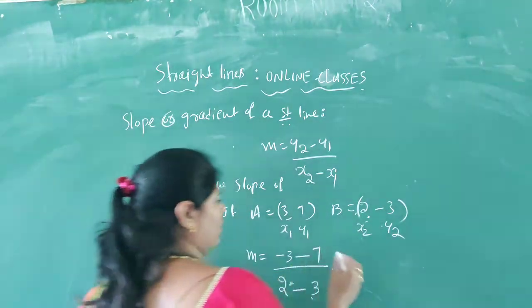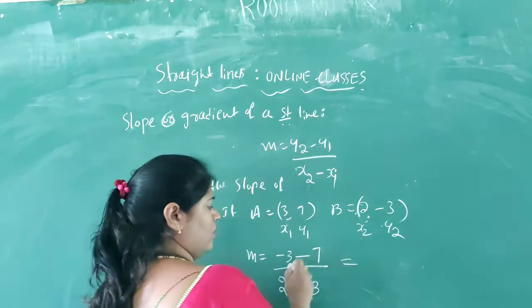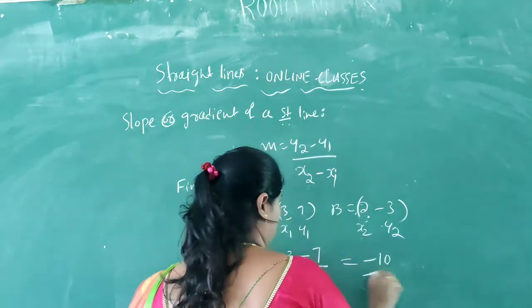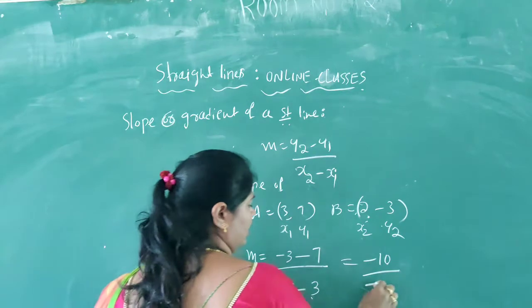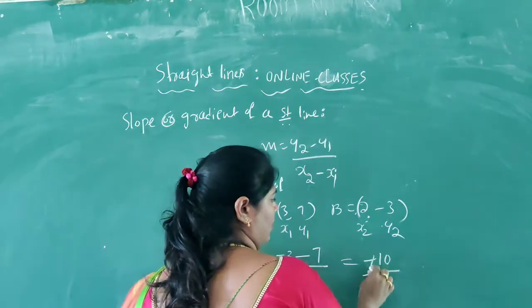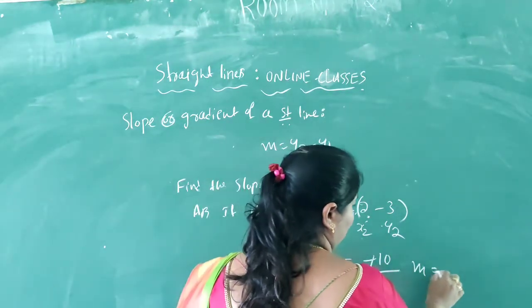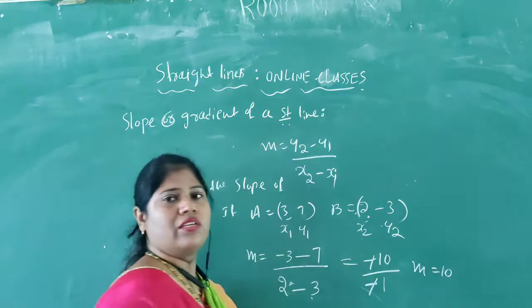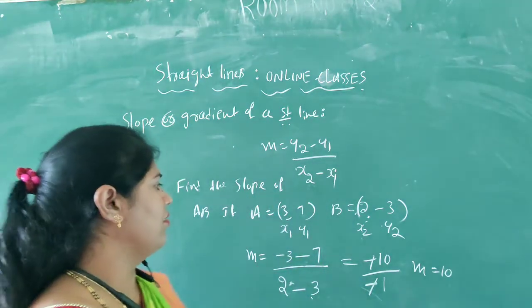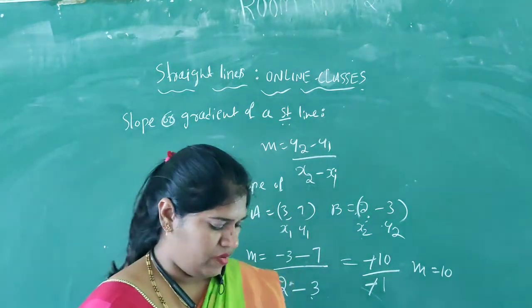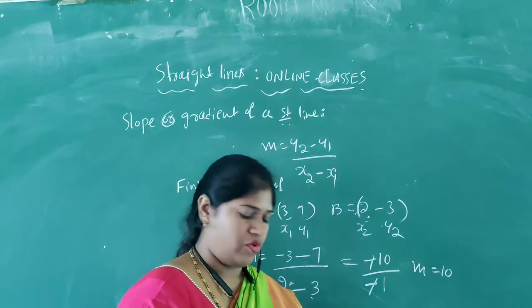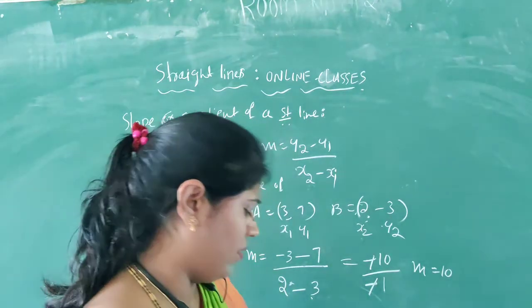So then m is equal to what? Minus 3 minus 7 is minus 10, divided by 2 minus 3 which is minus 1. So these minus signs will get cancelled. M is equal to 10. So this is the answer. Very simple, this problem is very simple.